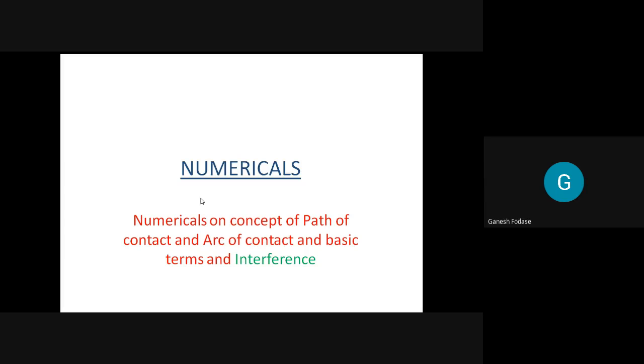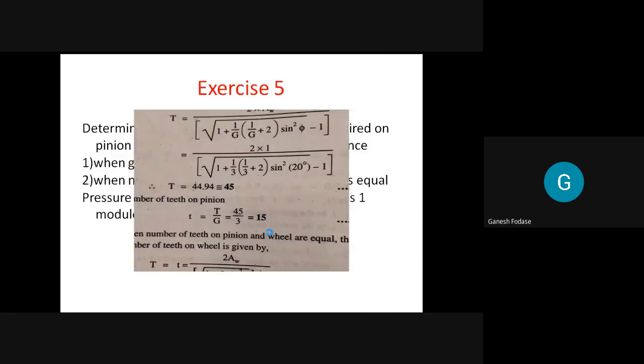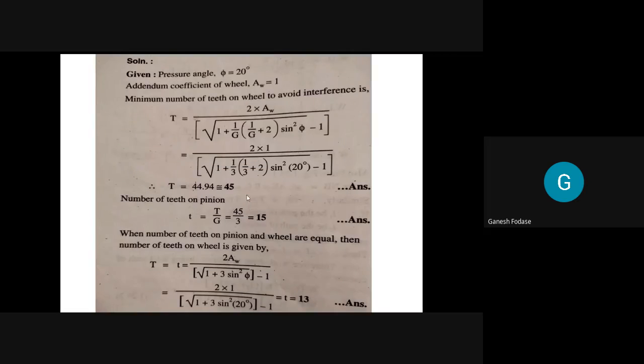Then the second topic we discussed was numericals on the concept of interference. So how to find interference? The formula of minimum number of teeth we have to use. Remember, one more thing I want to highlight here. Always use the capital T formula first. Whenever we are finding minimum number of teeth on wheel and pinion, why use this formula first? I already explained in the regular lectures. If you remember, then it's good. If not, you need to think about that.